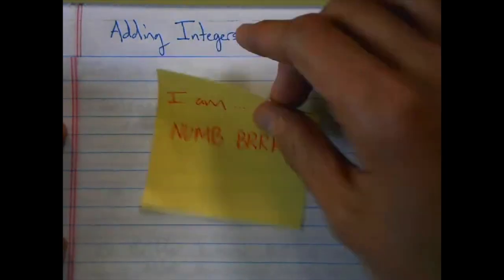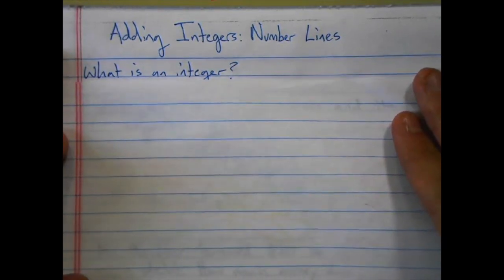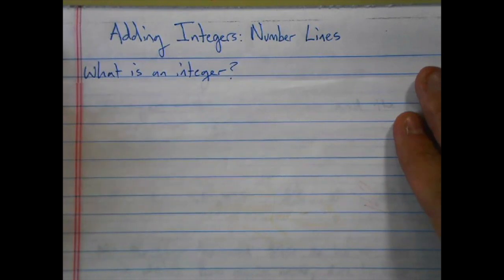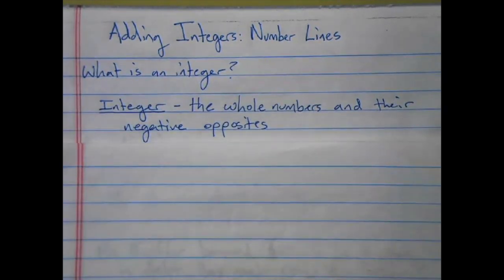Alright, so let's get started remembering some things that we learned last year in 6th grade. What is an integer? The integers are all the whole numbers and their negative opposites. This is a definition that you should have written in your math notebook. So right now take a second to pause this video and get this definition into your notebook.